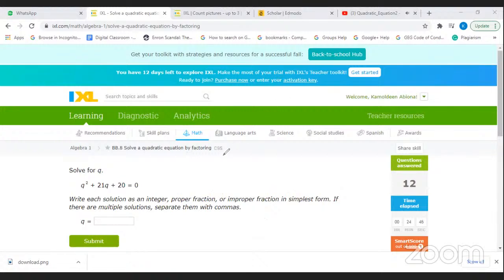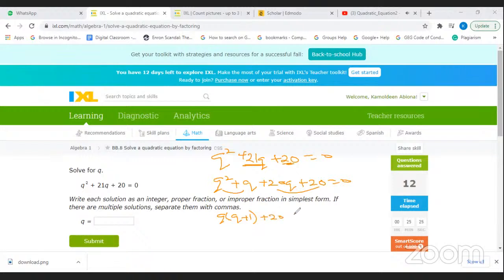The next question, we have q squared plus 21q plus 20 equals to 0. So from what we have been doing, I think I can easily get that to give me q squared plus q plus 20q plus 20 equals to 0. I can easily dictate that 21q will be, if I combine, q plus 20q. So they are groups. So what is common there? q(q plus 1) plus 20(q plus 1) equals to 0.